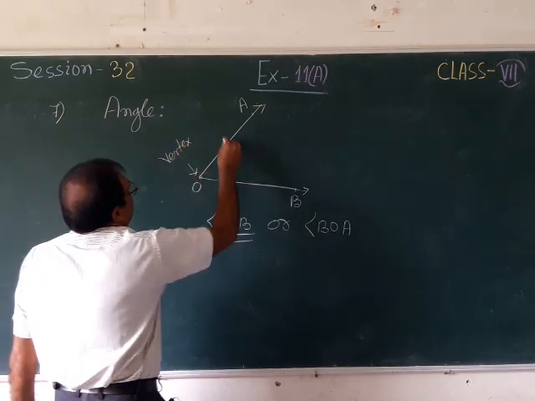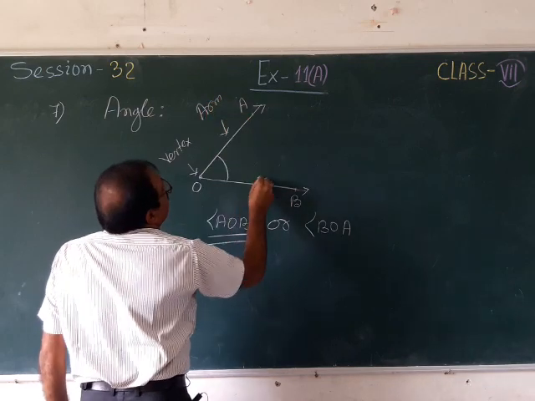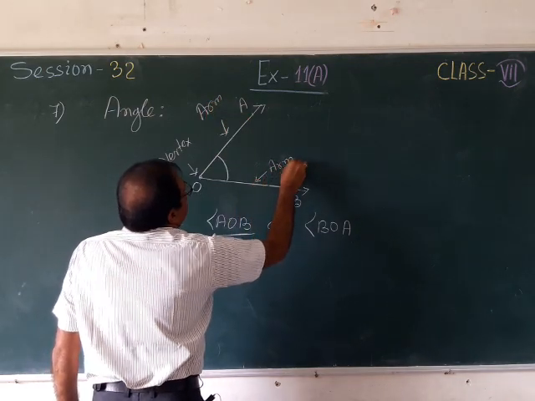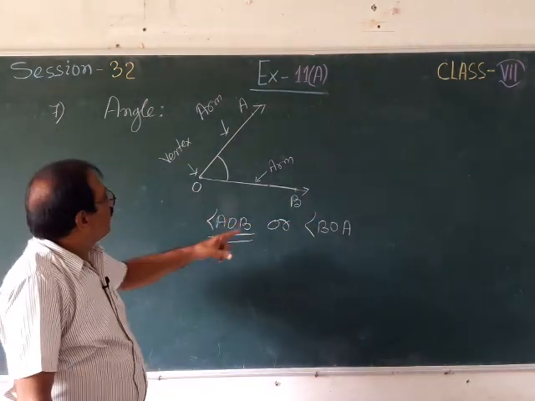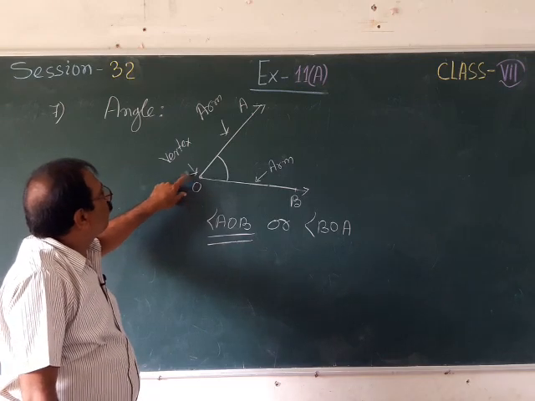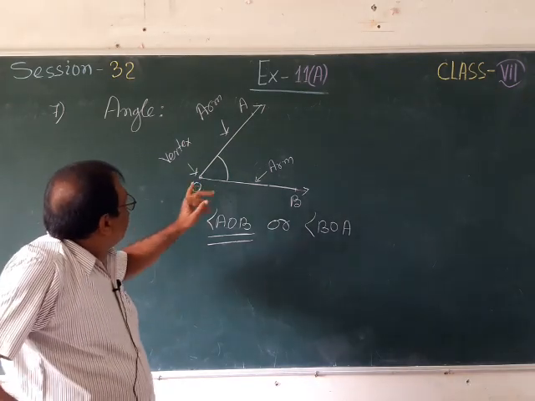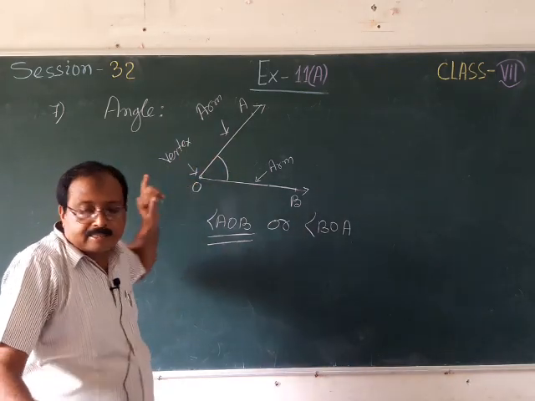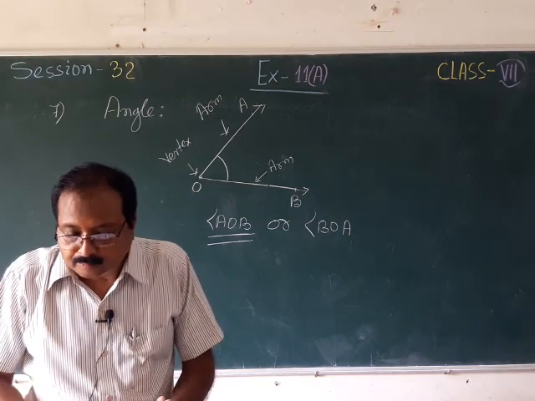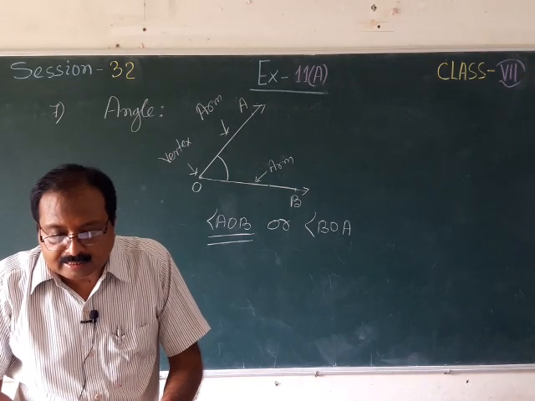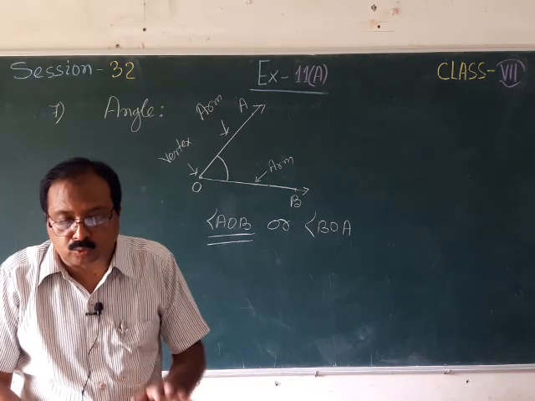This is called the vertex. This is called the arm of the angle. This is also an arm of the angle. That means OA is one arm, OB is the other arm of the angle, and the point O is known as the vertex of the angle. In an angle there are three parts: its two arms and one vertex. So now I hope it is clear to you all. Here one exercise is given. That revision exercise you need to do by yourself.